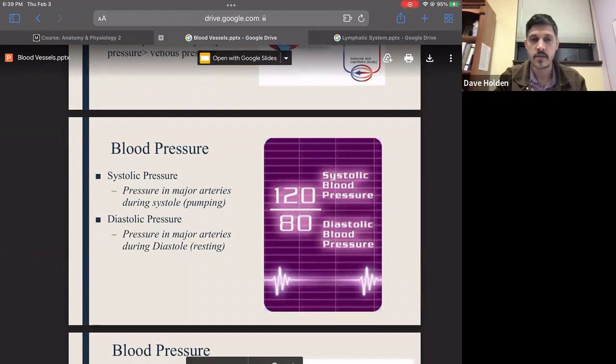Again, we talked last week about systolic pressure versus diastolic pressure, right? The pressure when the heart is contracted, when the pressure is the highest, and the pressure when the heart is relaxed, where it is at its lowest. Normal blood pressure is 120/80. Should be right about there.